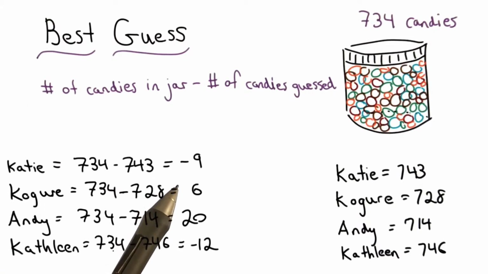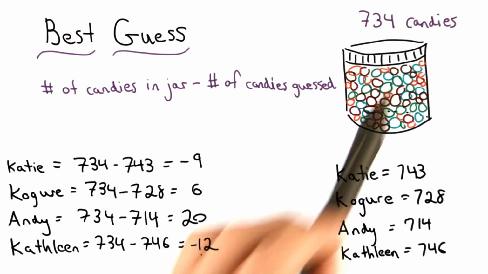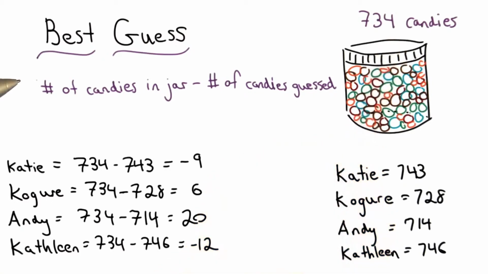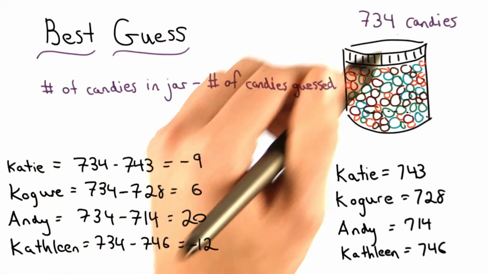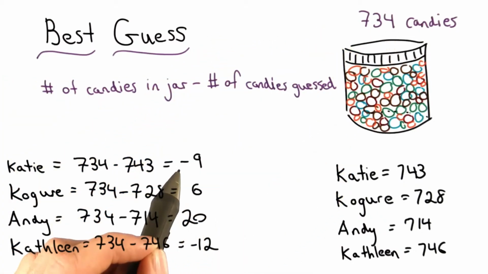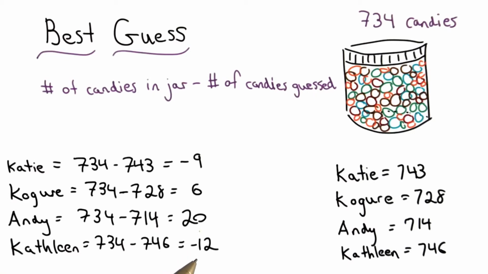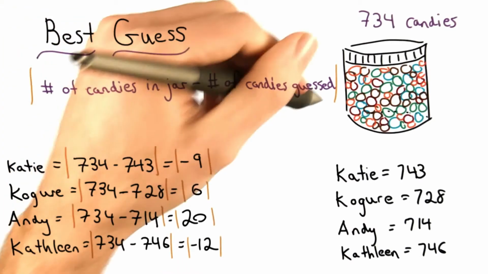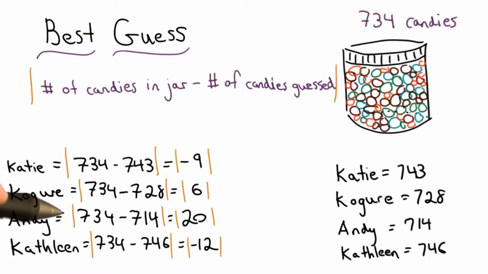Remember, I shouldn't really care about the negative and positives here. I just want to know who was the closest to the number of candies in the jar. I'm only concerned with how far away everyone's guess was from 734. I don't care if the result was negative or positive. If I want to know the absolute difference, I should use absolute value. This was the symbol that we saw at the start of this lesson.